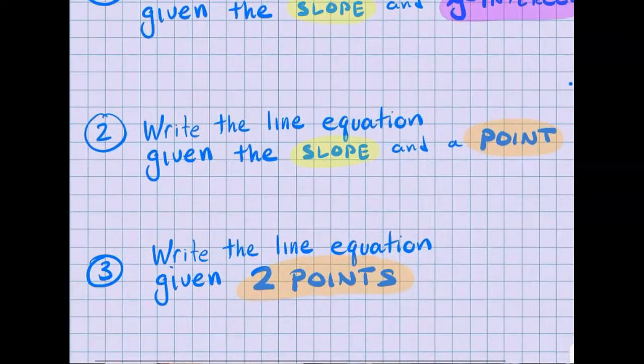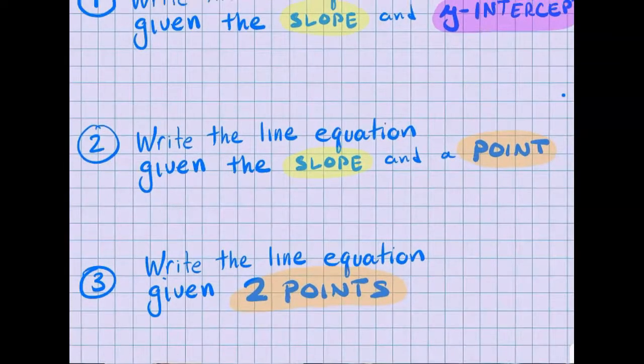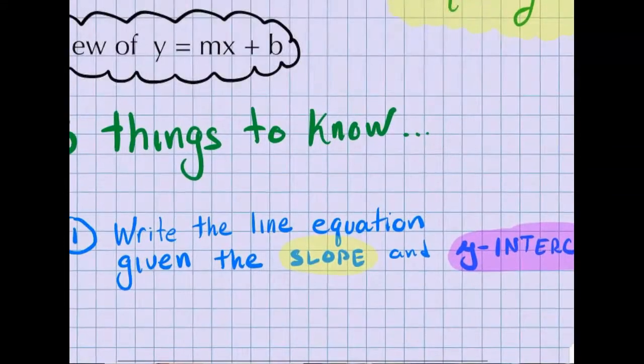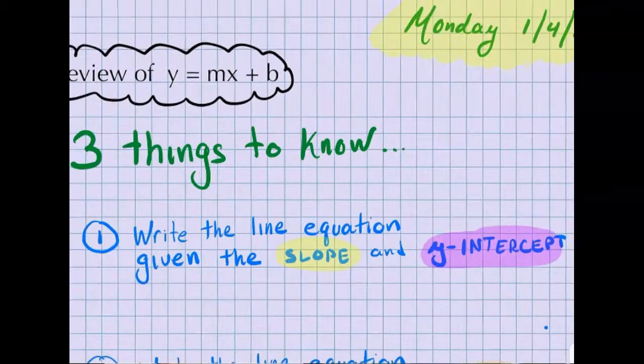And then number 3 is a little bit more work, and we didn't do a lot of this. This is going to be an extension of where we left in December, but write the line equation given 2 points, and that's it. They don't tell you what the slope is directly, they just give you 2 points, and through any 2 points goes a line. What's that equation? Okay, so these are the 3 things that we're going to review today, 1 of each. Okay, the first is given the slope and the y-intercept.